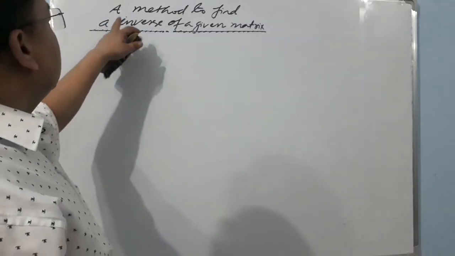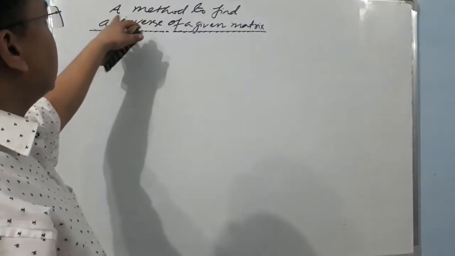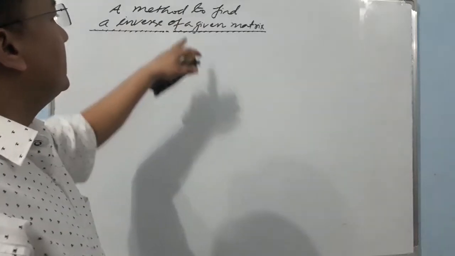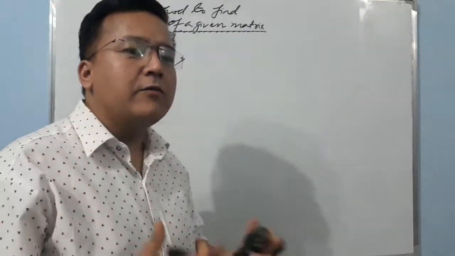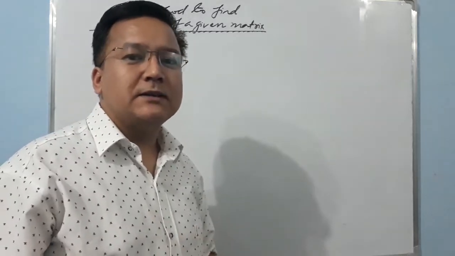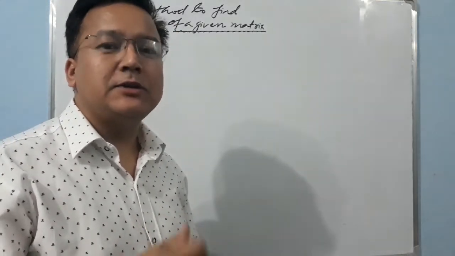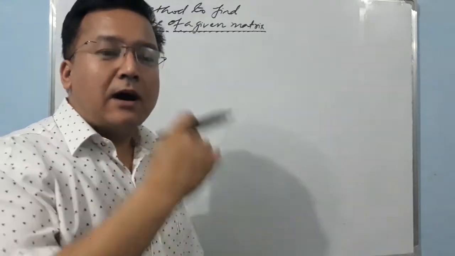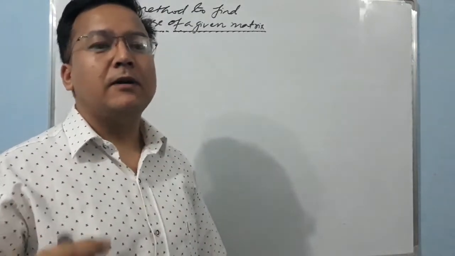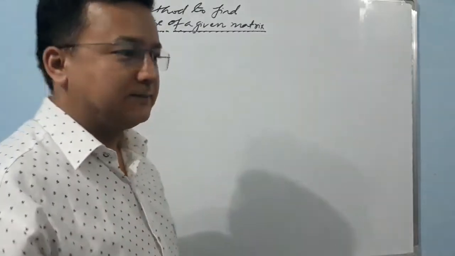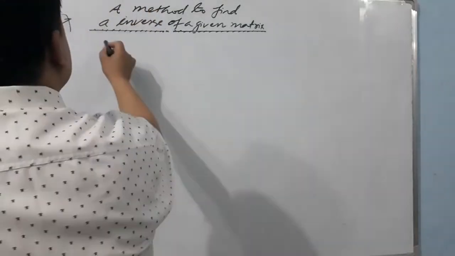Today I have taken this topic. The topic is a method to find the inverse of a given matrix. If we have a given matrix, then how do we find the inverse? In one video I told you by definition how to find the inverse. Today I will tell you how to derive the formula for the inverse of a square matrix. Let's see, here we go.